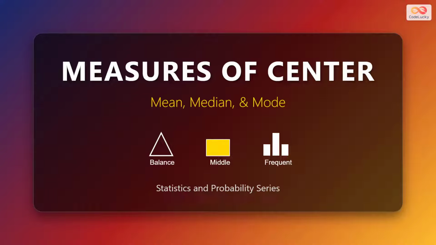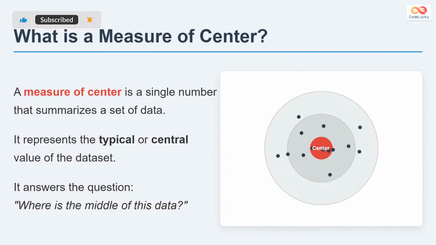Today, we are diving into measures of center. Specifically, we will learn about the mean, the median, and the mode. So, what exactly is a measure of center? Simply put, it is a single number that summarizes a whole set of data. It helps us identify the typical or central value, answering the question, where is the middle of this data?